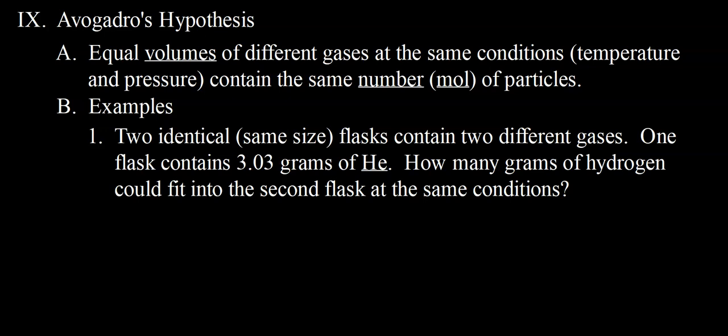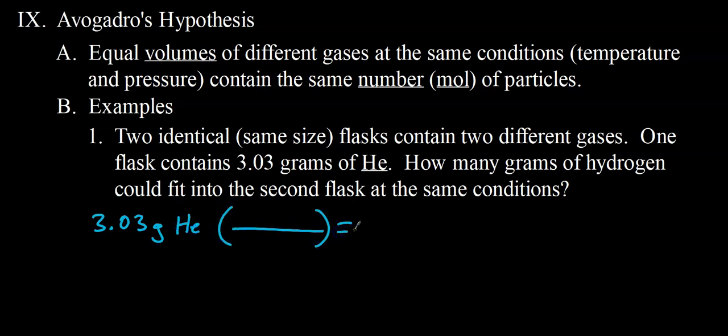Two identical flasks, so same size, same volume, contain two different gases. One flask contains 3.03 grams of helium. How many grams of hydrogen can fit into the second flask at the same conditions? Well, equal volumes contain equal masses. I don't think that's what it is. Equal volumes contain equal moles. So let's do this. Let's take our 3.03 grams of helium and convert that to moles. Go ahead and do that now.